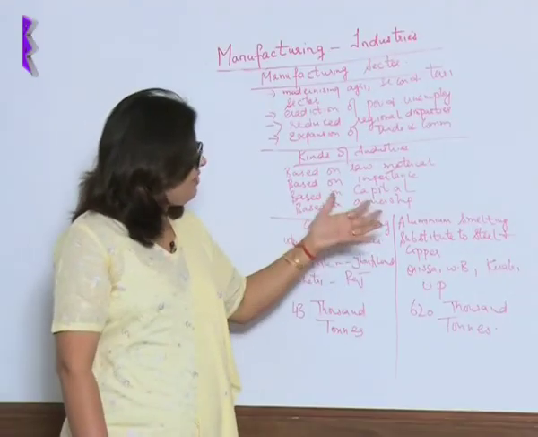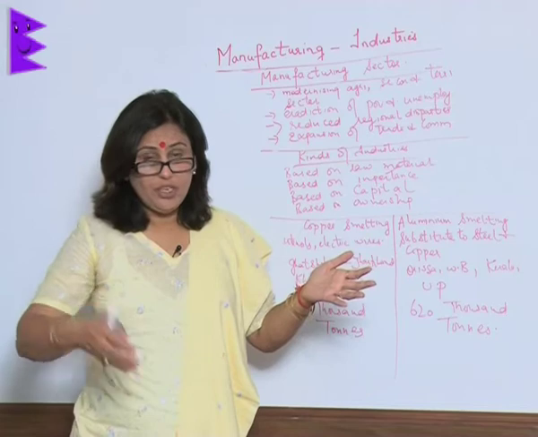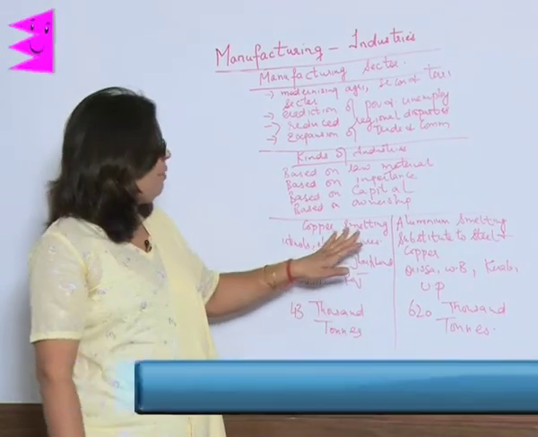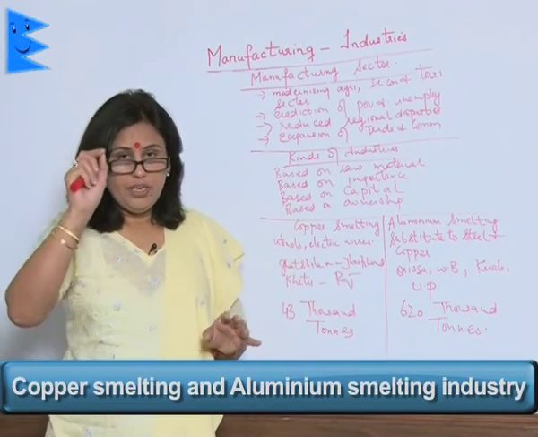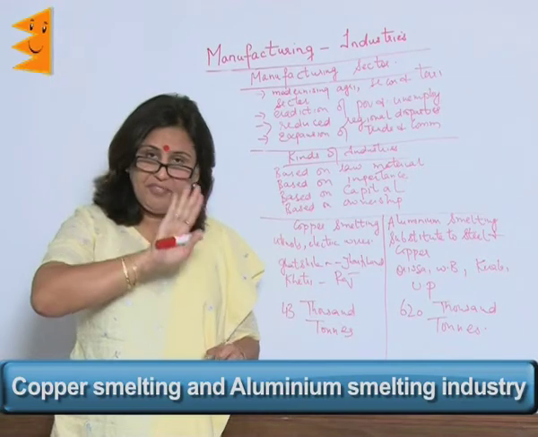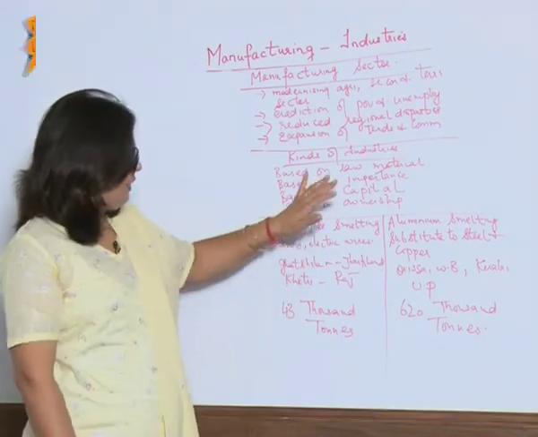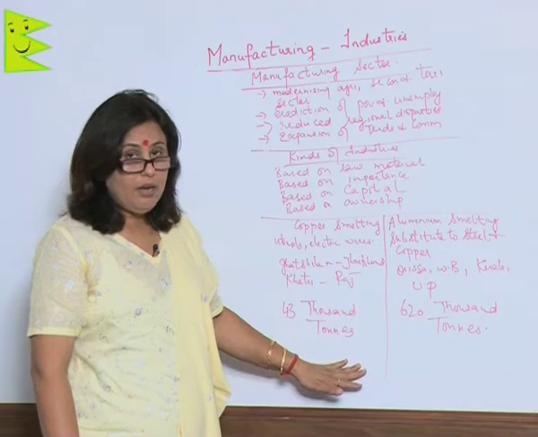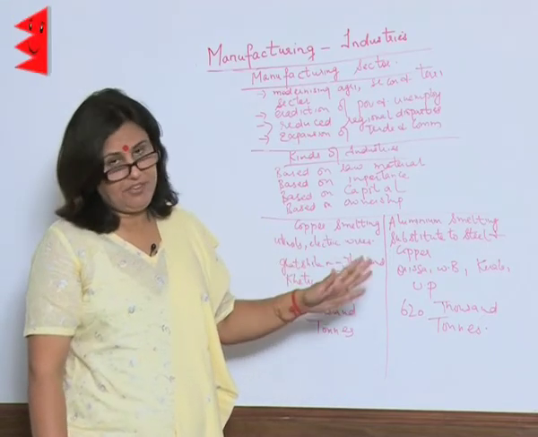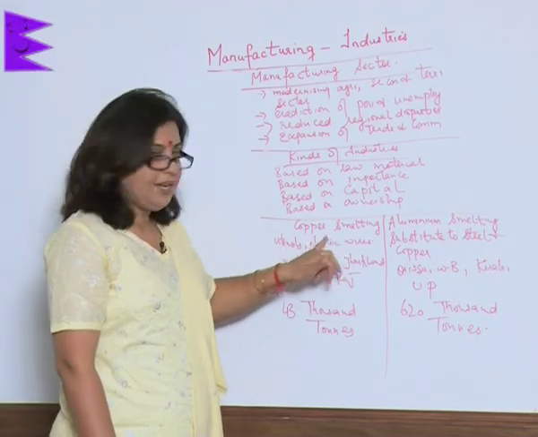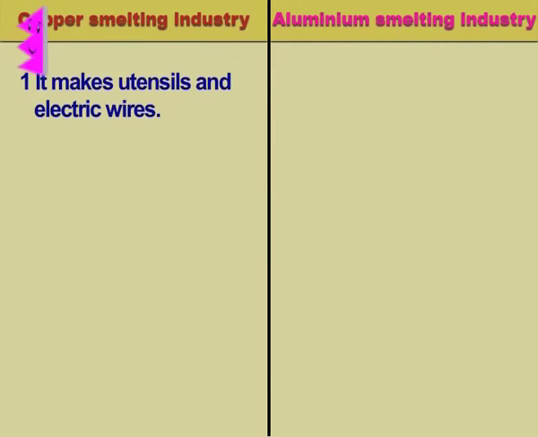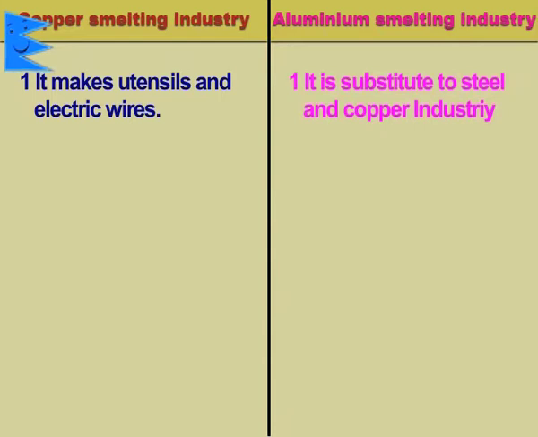Now, another very important industry which is prevalent in India is the copper smelting and the aluminum smelting industry. You just need to remember the differences between the two, and you can always make a box like this and you never forget it. When I talk of the copper smelting industry, remember this industry makes utensils, electric wires, whereas aluminum smelting industry is a substitute to steel and copper industry.